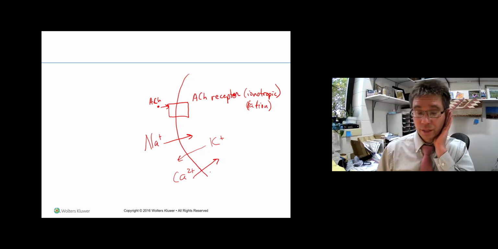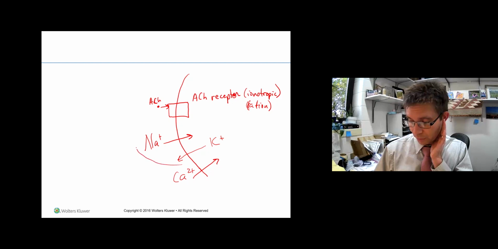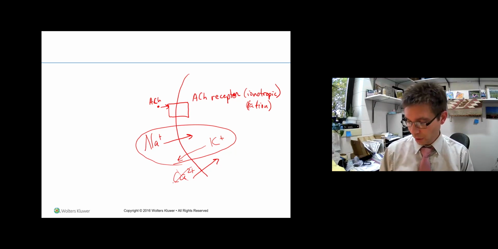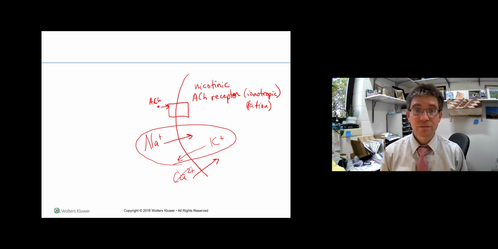Now, it turns out that the only two ions that can go through the acetylcholine receptor are sodium and potassium. So we're going to leave out calcium for now. We'll learn about another receptor, like I just mentioned, later that will let calcium through. But this receptor happens to only let through sodium and potassium. It's actually called the nicotinic receptor, and it's found in your muscle cells. So this is actually the receptor in your muscles that the motor neuron releases neurotransmitter onto.